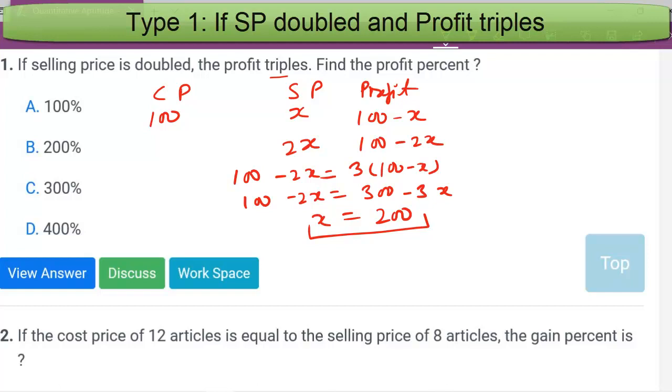So when CP is equal to 100 and the selling price is equal to 200, that we got here, definitely the profit percent is 100%, right? So option A is correct.